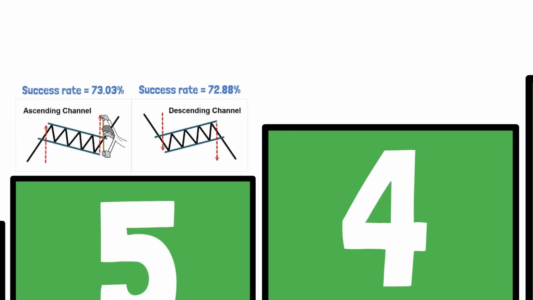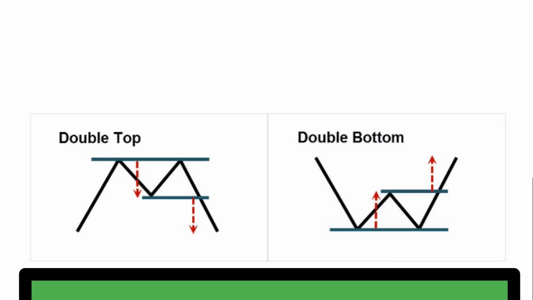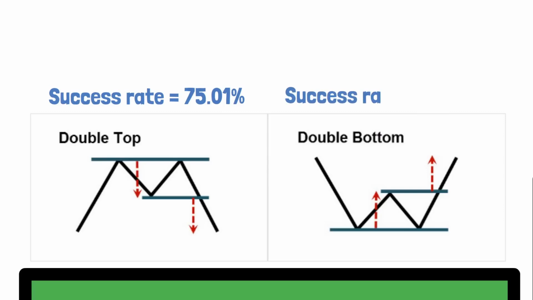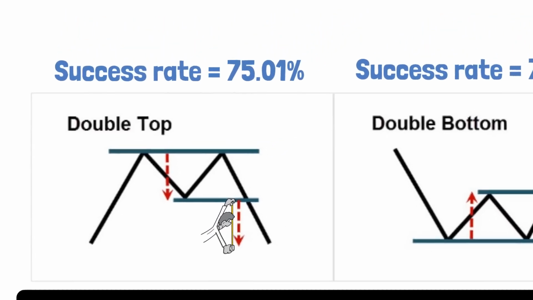Next, in 4th place, we have the first reversal pattern, the double top and double bottom. The double top was successful just over 75% of the time, whereas the double bottom was successful 78.55% of the time. Success was determined by the depth of consolidation against the length of the eventual breakout.